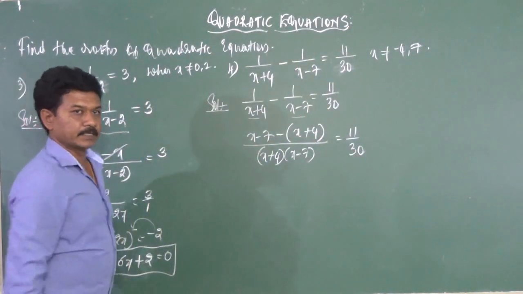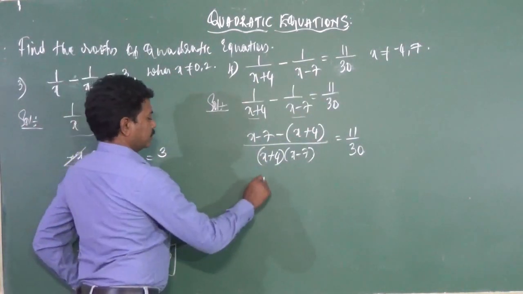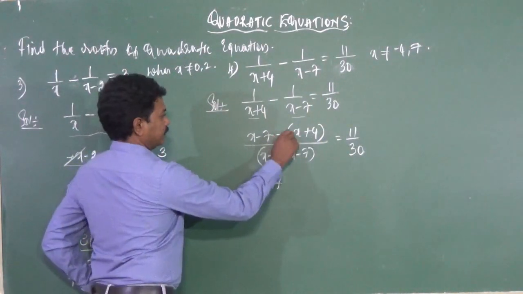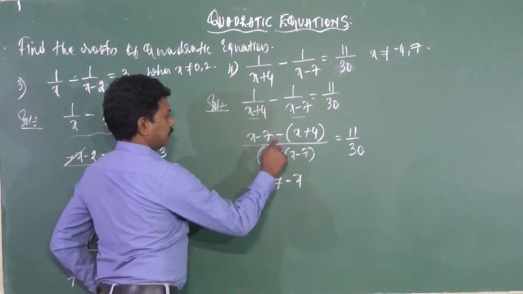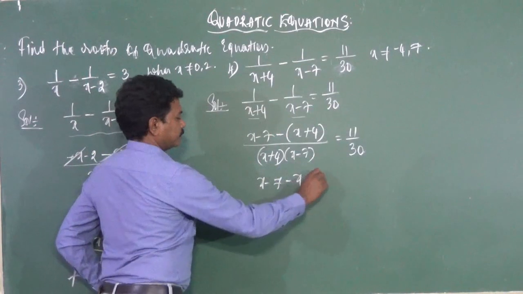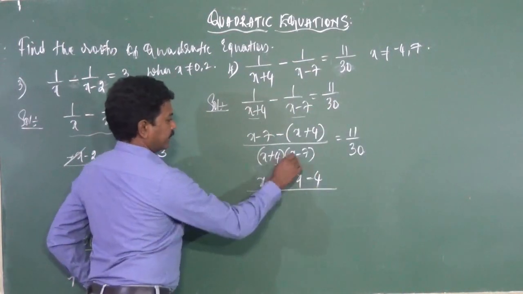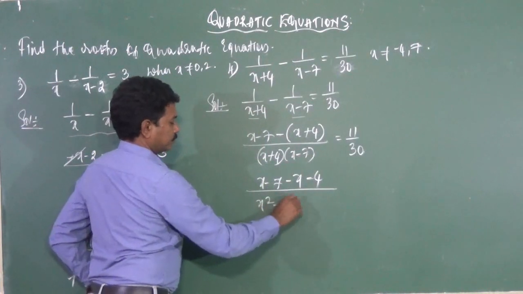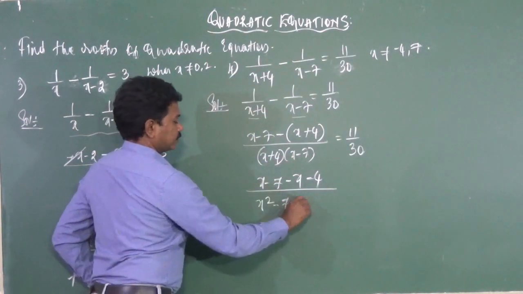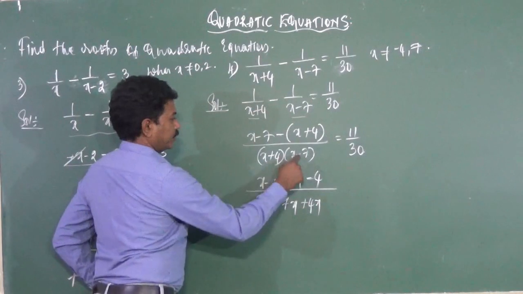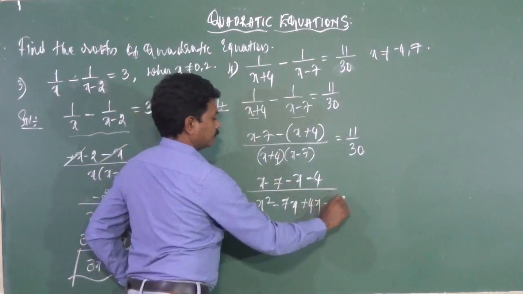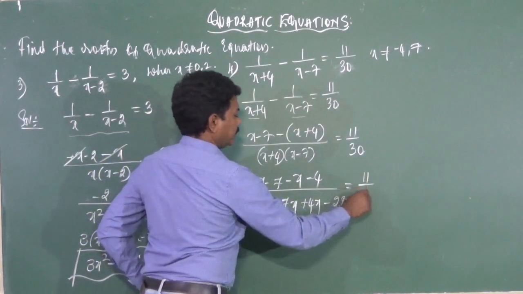Brackets. This is a very important step. You should not forget this. So x minus 7 times minus x is minus x. Minus times plus 4 is minus 4. Then x into x is x square. x into minus 7 is minus 7x. Plus 4 into x is plus 4x. Plus 4 into minus 7 is minus 28. This is equal to 11 by 30.